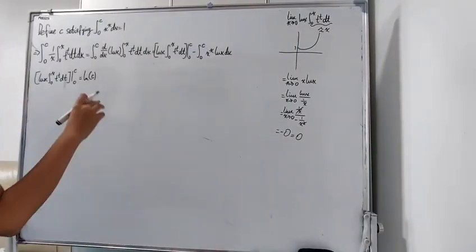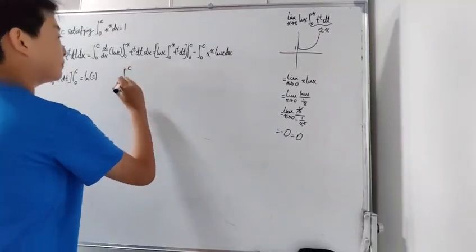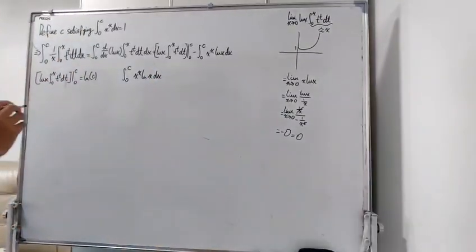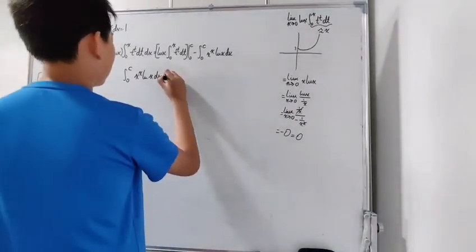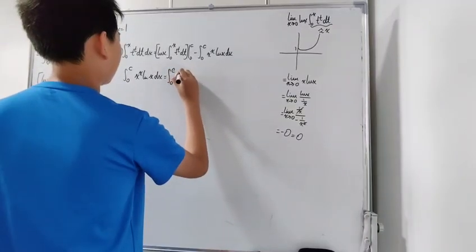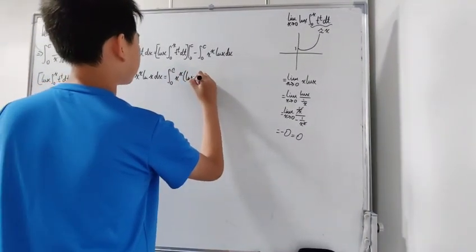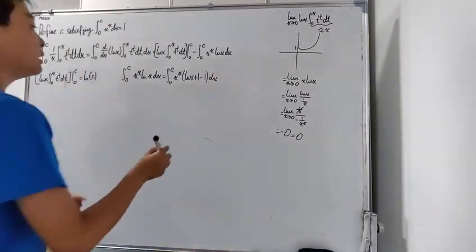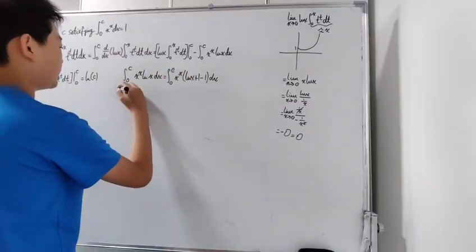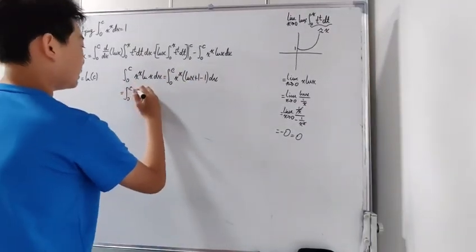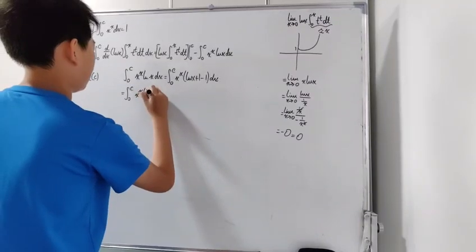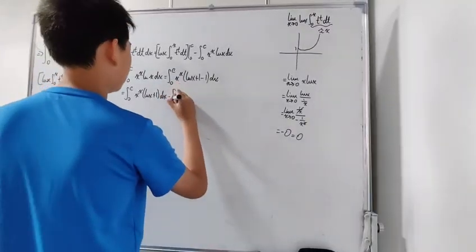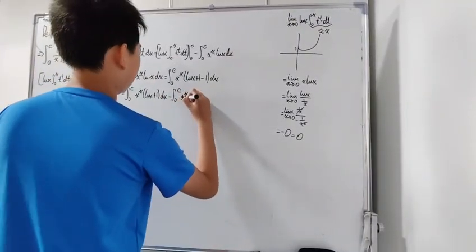Now for our second bit, which is going to be the integral from 0 to c of x to the x natural log x dx. What we're going to do is write natural log of x as natural log x plus 1 minus 1 dx. Now this will come in handy in a little bit, because once we separate this, we can separate it in two parts. So the integral from 0 to c of x to the x times natural log of x plus 1 dx, and then minus the integral from 0 to c of just x to the x dx.